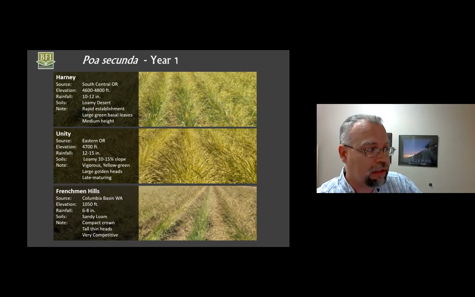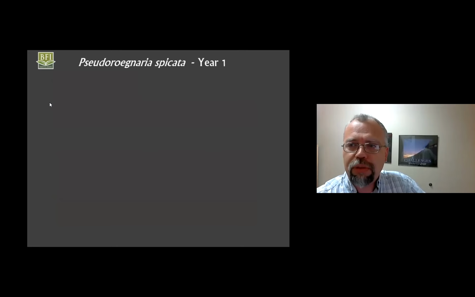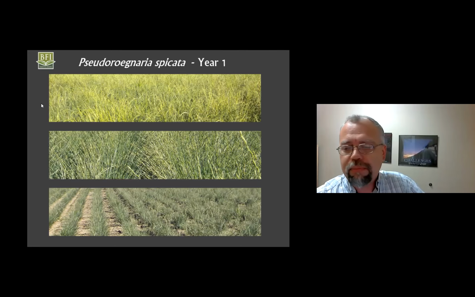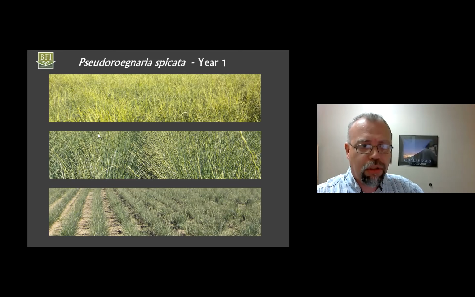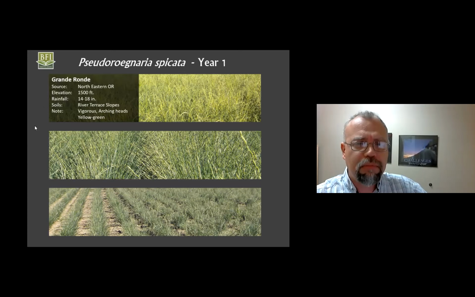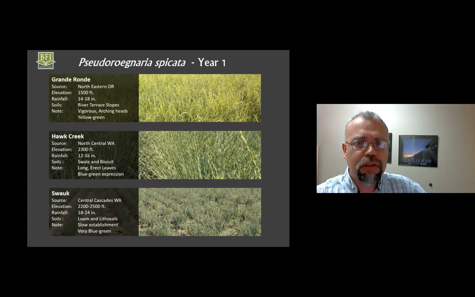And again, I wish I could see your faces, and those of you who are sticking your tongue out, I just can't. And that's because then I could pick on someone. But next up, bluebunch wheatgrass, another popular one. And again, these are all year one plantings, so they're not even 12 months old, nine or ten months old here in these pictures.